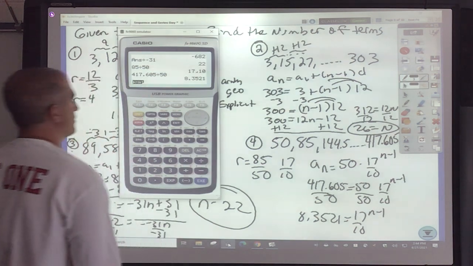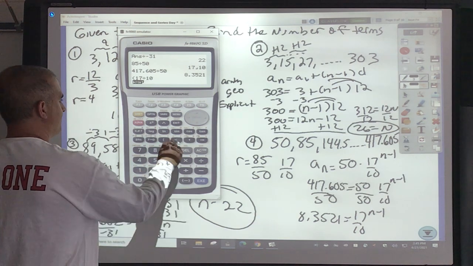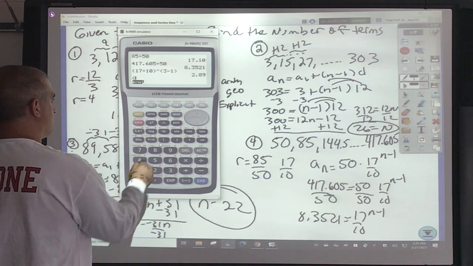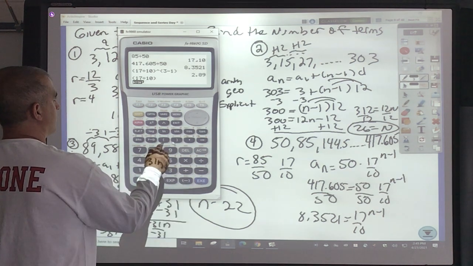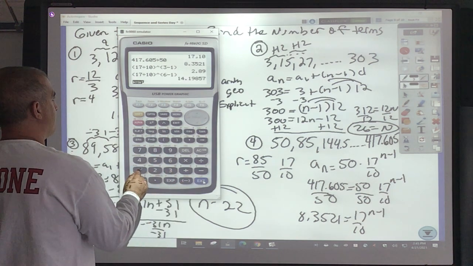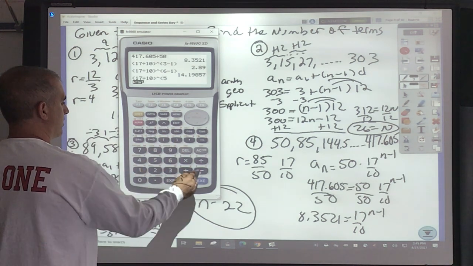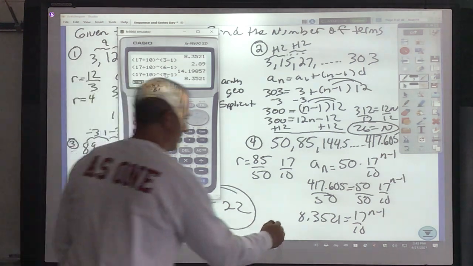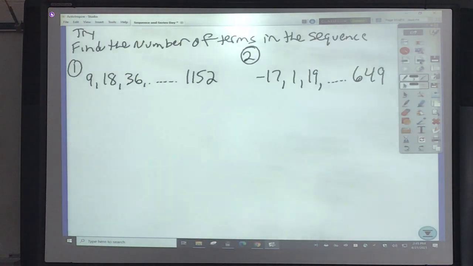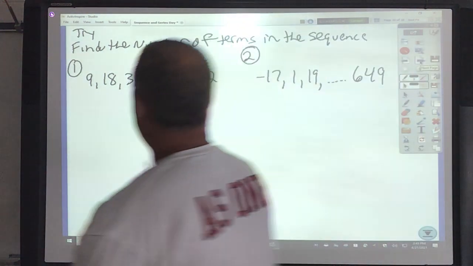So all I gotta do is play around and do a little guess and check work here. I got 17 divided by 10 raised to the, let's say 3 minus 1. That doesn't work. Let's try 6. That's too many. Let's try 5. That works. So the number of terms here is 5. So the geometric one, you got to play a little bit of guess and check. So what I'd like you guys to do, go ahead and pause your video and try these two.